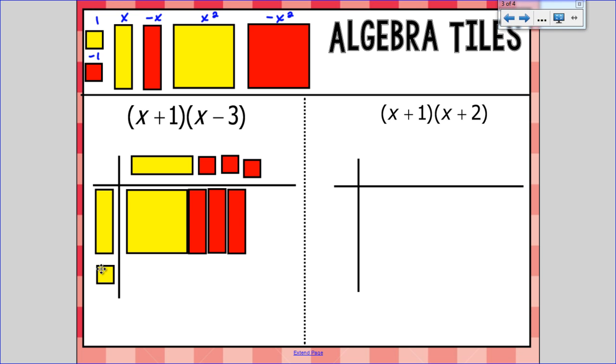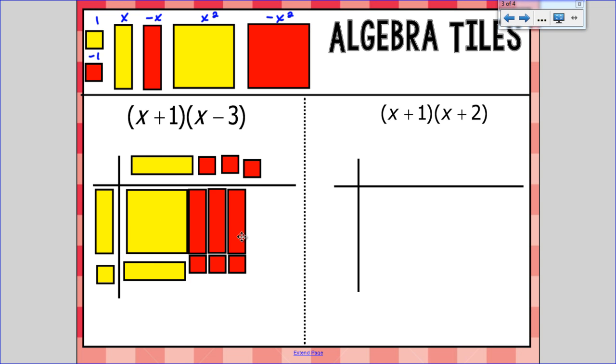So now I'm going to multiply this 1 right here times both of these. I'm going to do 1 times x, which makes an x, so I'm going to line it up down here. And then when I do 1 times -1, it makes -1, and then again times -1, and then again times -1. So I've created this area model, and what I have is x squared minus 3x plus x minus 3. So I've done this x times both of these, and this 1 times both of these, and it's filled in and made an area model.